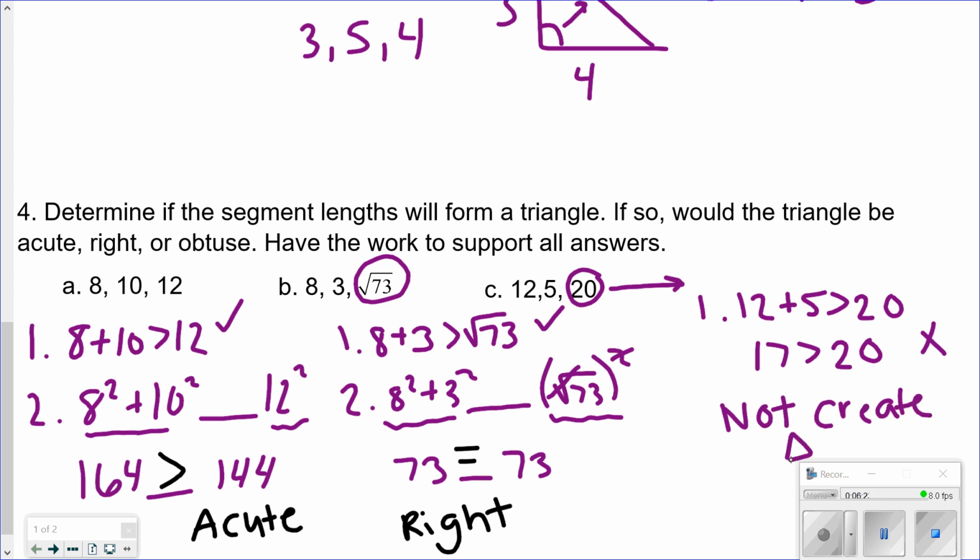And so I'm done, because if it's not a triangle, it can't be acute or obtuse.